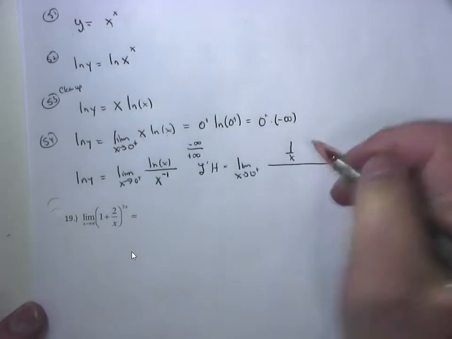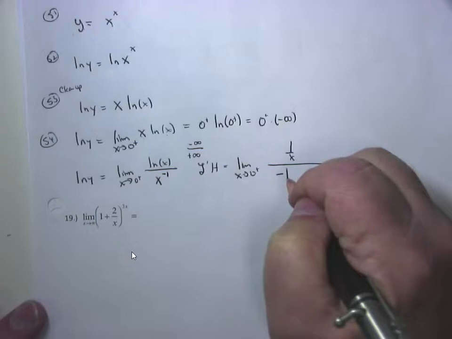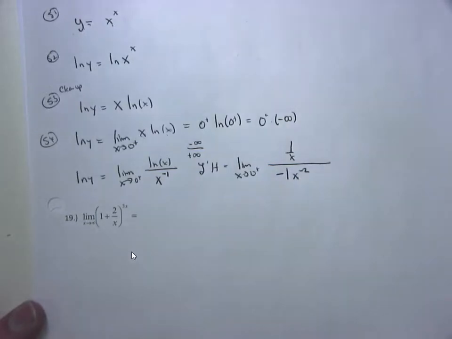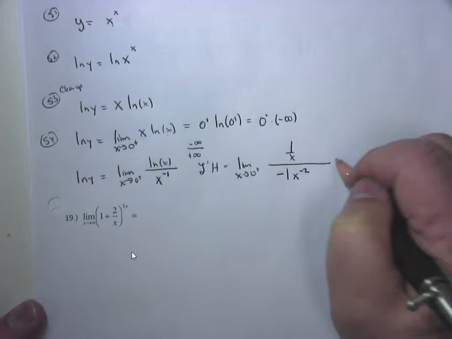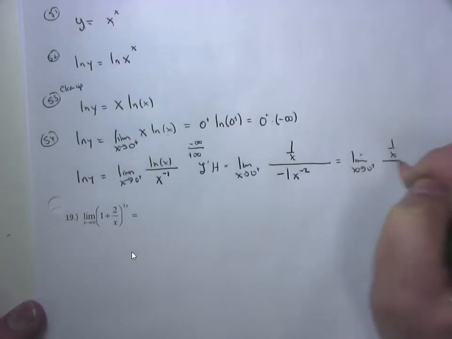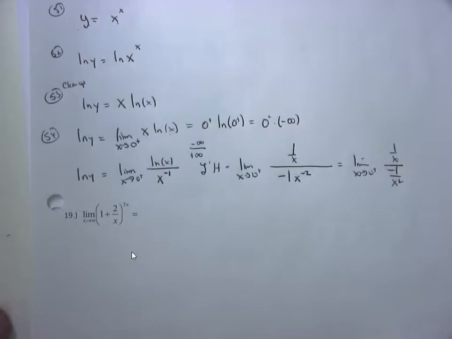1 over x. What's the derivative of x to the negative 1? Negative 1, x to the negative 2. Does that make sense? What did I say about after you do L'Hopital's rule? Clean it up. So this is equal to the limit as x approaches 0 on the plus side of 1 over x divided by negative 1 over x squared. What do I do when I have a fraction divided by a fraction?